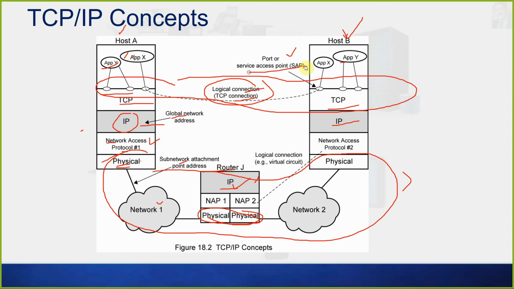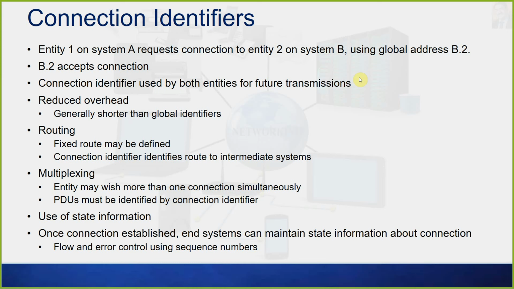Ports or service access points are the points where the application is available. As an example, mail works on port number 25, FTP works on port numbers 21 and 20, and SSH works on port number 22. These ports are access points where the application is available. So that's the TCP/IP concept, basic concepts. Let's understand one by one.